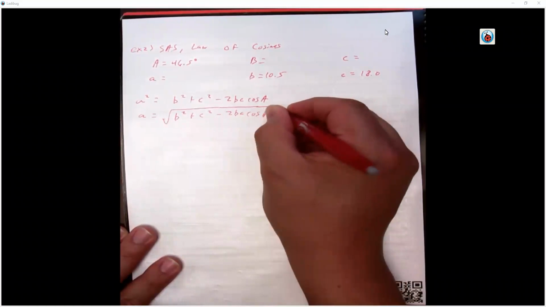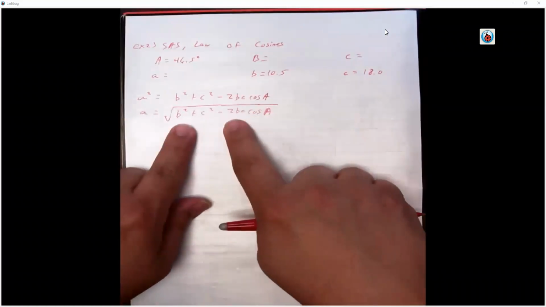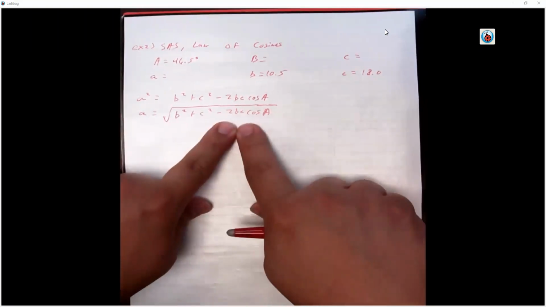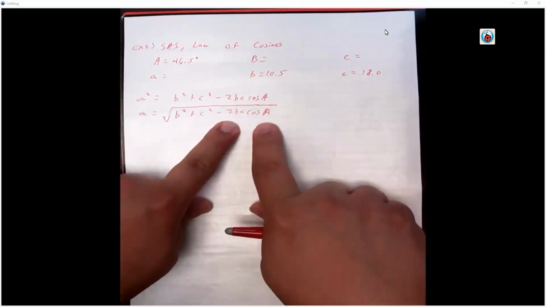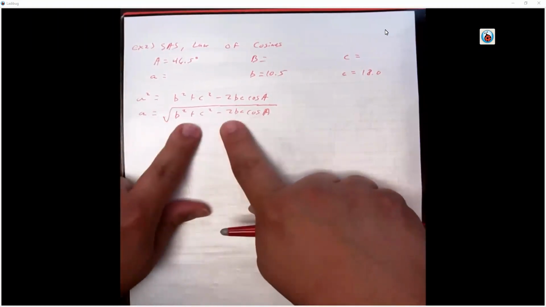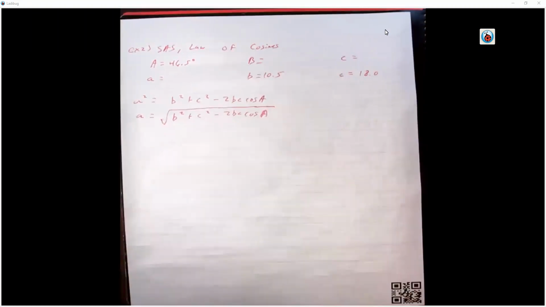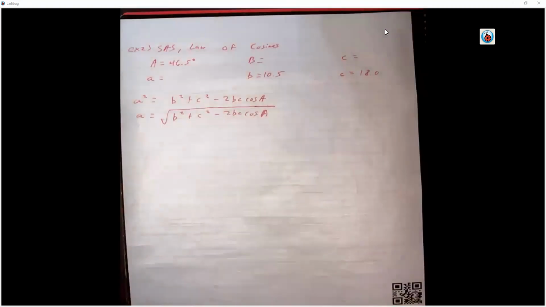Now, every semester I have someone who decides to add and subtract these, and they don't realize that 2BC is multiplied on the cosine, so don't combine these together. If you're going to do it piece by piece, don't do that. Or just do it all at once. Don't mess it up.